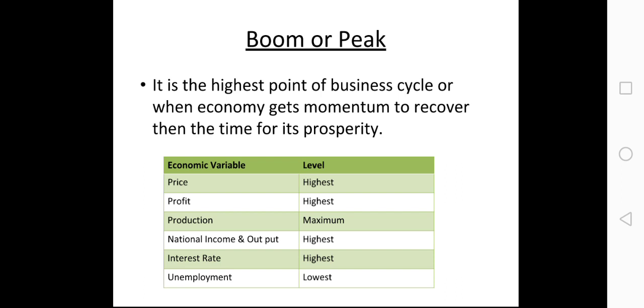So I have summarized the same variables that we discussed in the previous slides. Price, profit, production, national income. The price is at its highest level. Profit is also at its highest level. Production is maximum, which means all the resources are fully utilized. National income and output are at their highest level, which means all the resources are fully employed. Interest rate again is at a higher level, and unemployment becomes low or is at its lowest level. It means most of the people are employed and getting jobs.